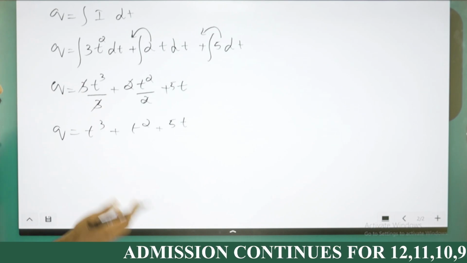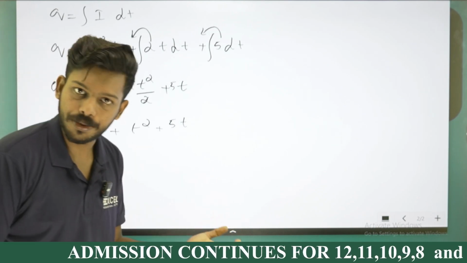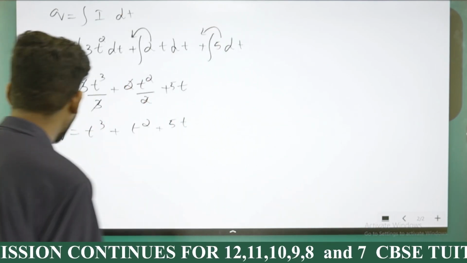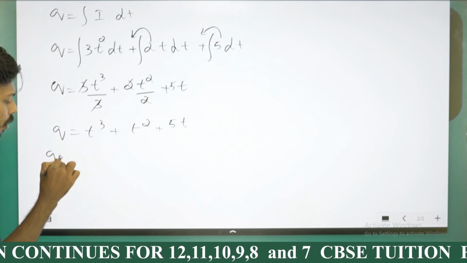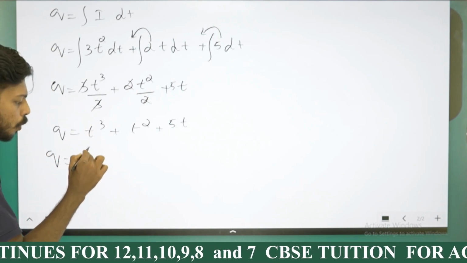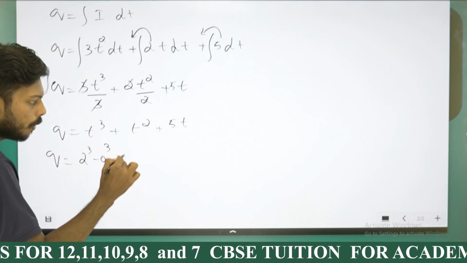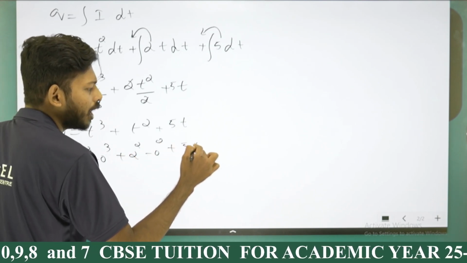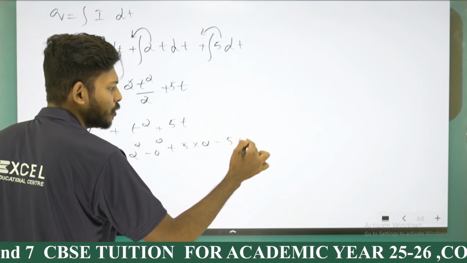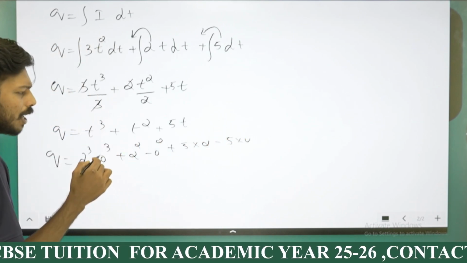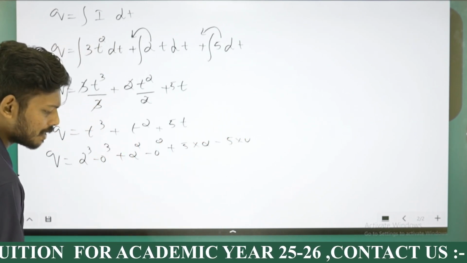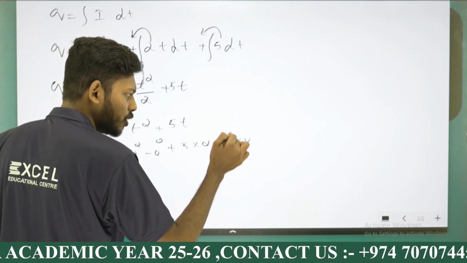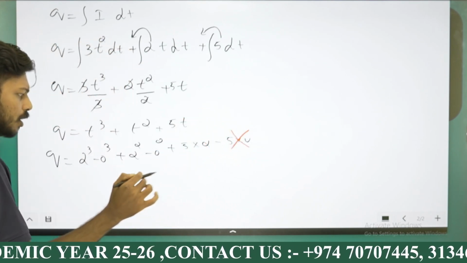So in the final stage you have to apply the limit. The limit says that it is from 0 to 2 seconds. So applying the limit, you can apply 2 cube minus 0 cube plus 2 square minus 0 square plus 5 into 2 minus 5 into 0. You all know that when we multiply a term with a 0, the term will be cancelled. There is nothing to discuss actually. So 5 into 0 will be 0.